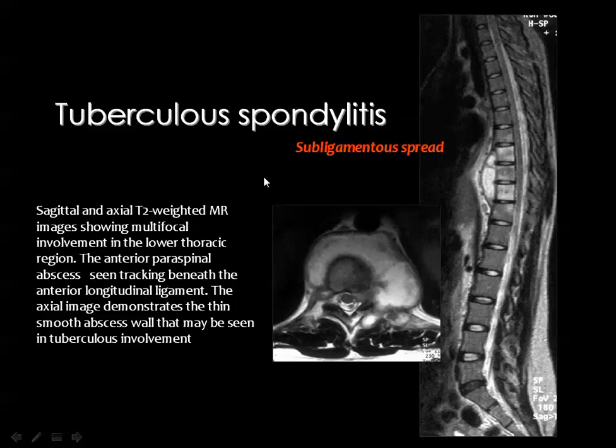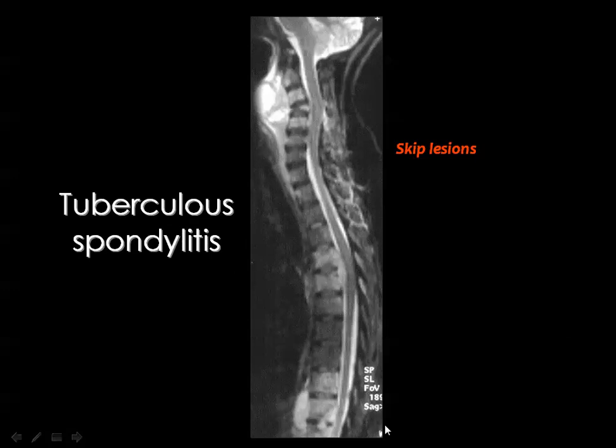And subligamentous spread is one of the well-known criteria of TB. Many times it can affect the anterior border of the vertebra, and sometimes it does not involve the intervening discs. Then whenever you see what is known as skip lesions, this is highly suggestive of tuberculous spondylitis. By skip lesions, you can see multiple levels of inflammatory process along the spinal column.